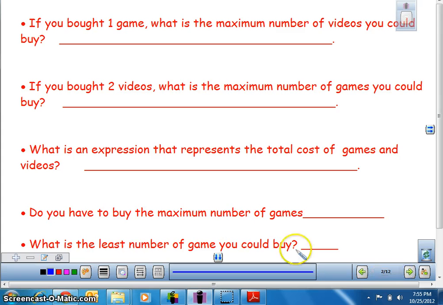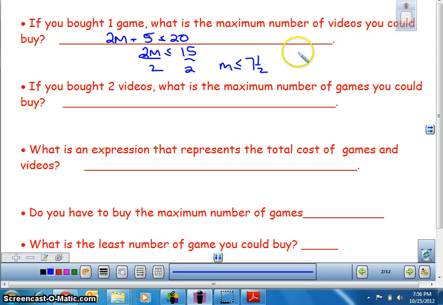So let's think of some situations. What if I had one game? If I had one game, that means it's 2 times the movie plus $5 a game, so 5 has to be less or equal to 20. Well, 2m, when we subtract 5 from both sides, will be less or equal to 15. And when we divide by 2, if we are talking about the number of movies we could get, m would be less or equal to 7.5. So, what is the maximum number of videos that we could get, or movies in this case? The maximum amount that we could get is going to be 7 videos.